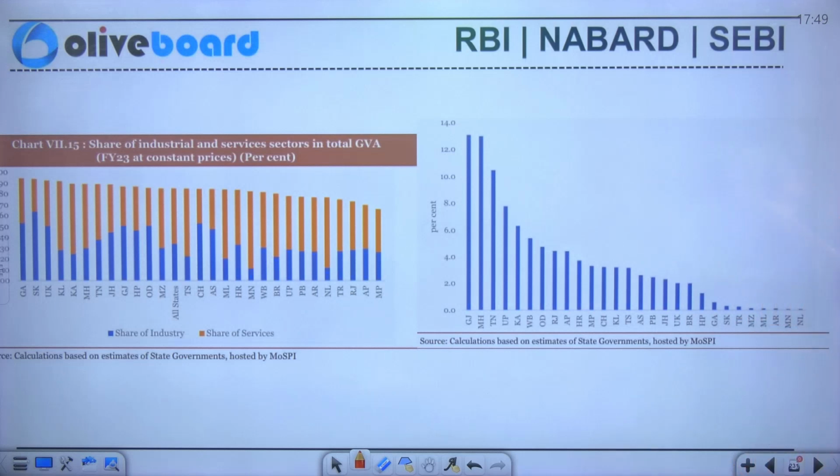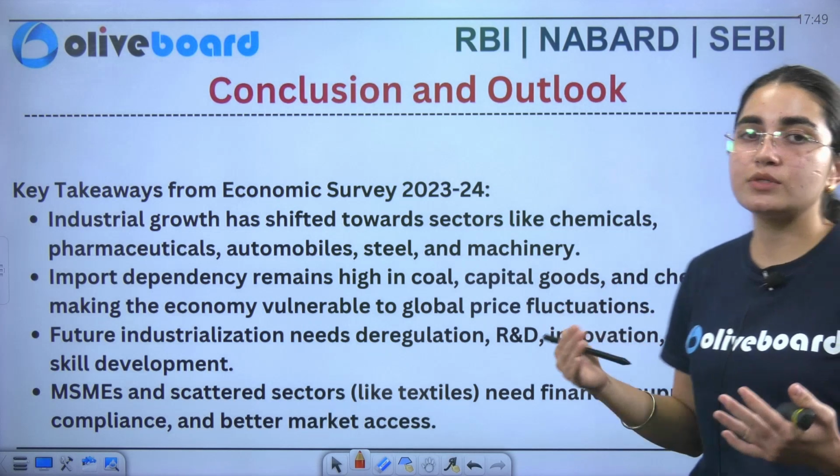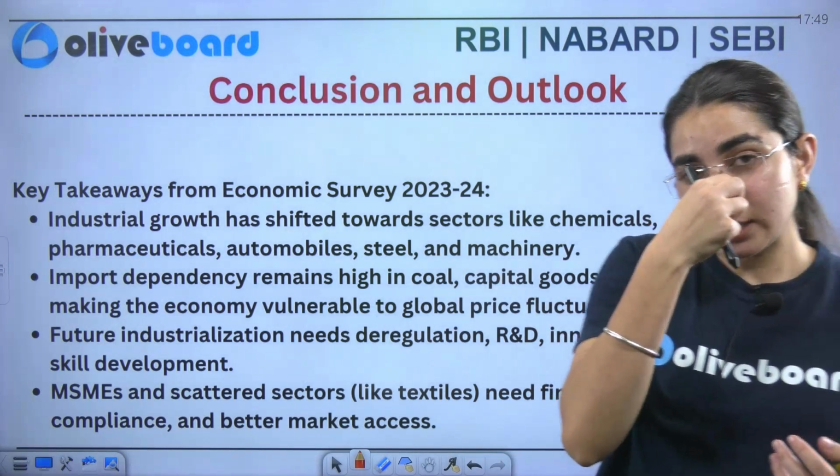So you can see here the estimation that has been given, varying according to the different states. Now we'll see the conclusion as well as the outlook. So what are the key takeaways that we have seen from the Economic Survey, and what are the outlooks here?